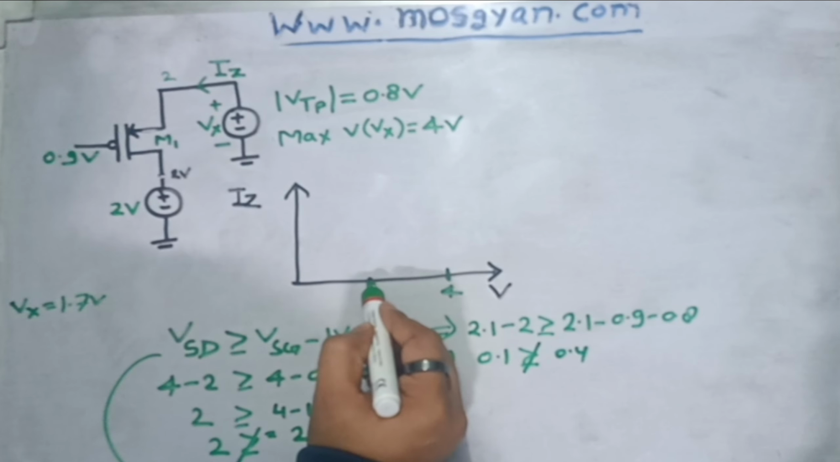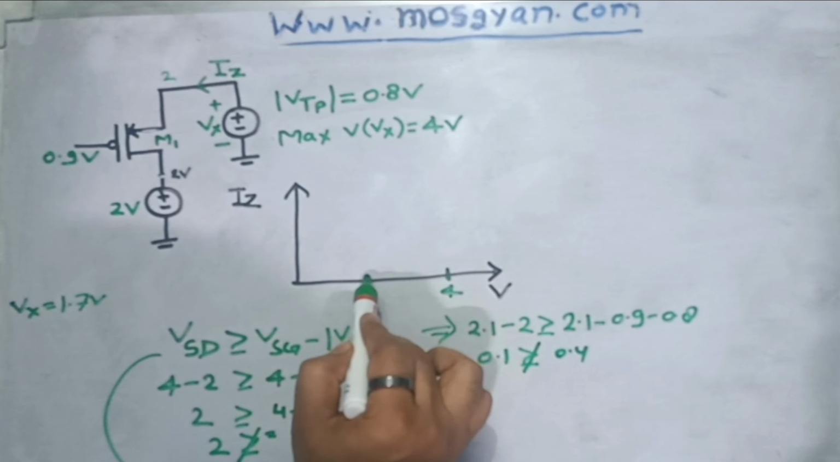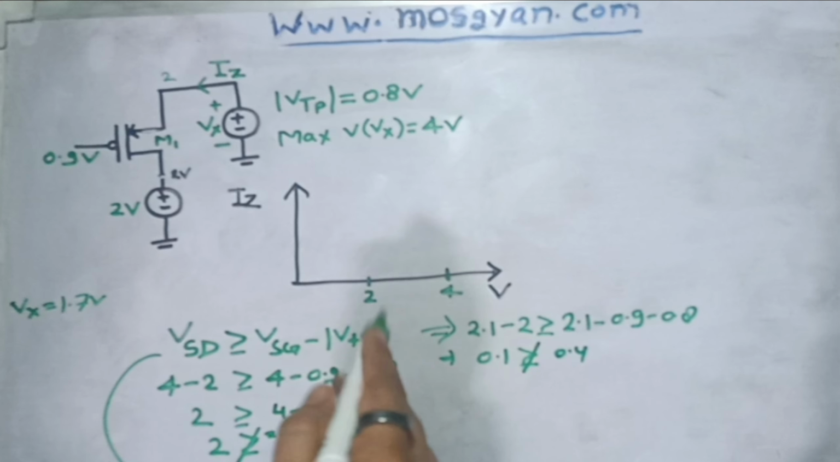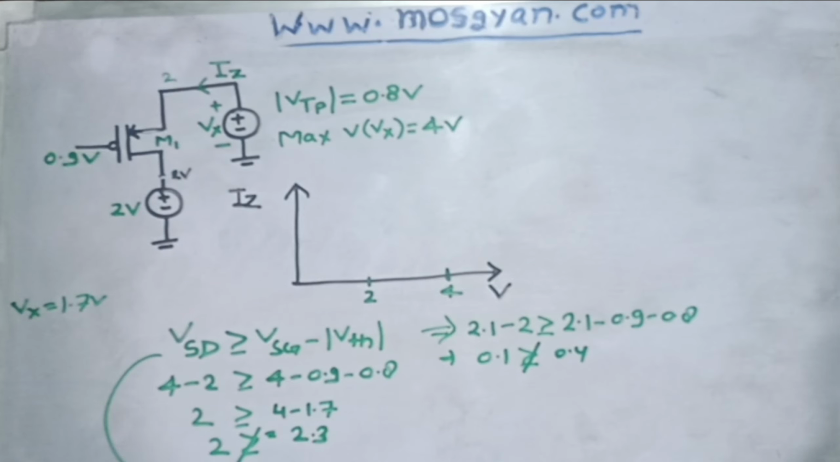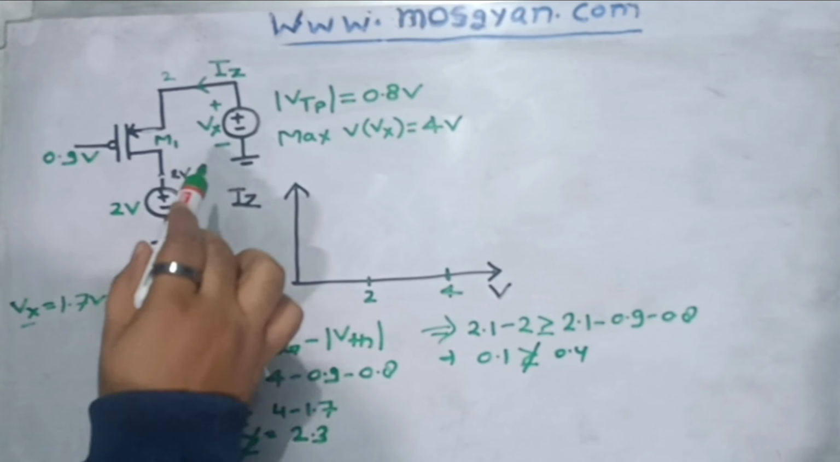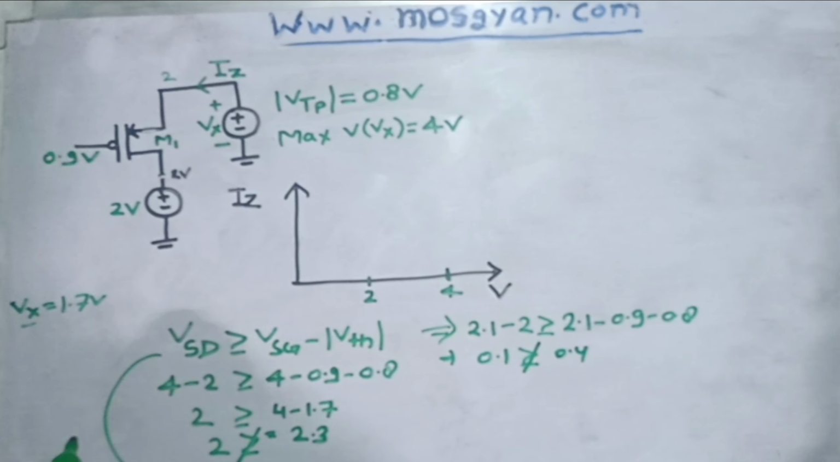So from 4 volt to 2 volt, our graph would be something like: at 4 volt you will have certain current, and at 2 volt it will become 0, right? This is what we have understood so far. How the graph will look like I will draw here, but for now we have understood this concept. Now as I mentioned, as soon as your Vx reaches 1.7 volt, your PMOS will operate in saturation. How? Let me tell you that point also.